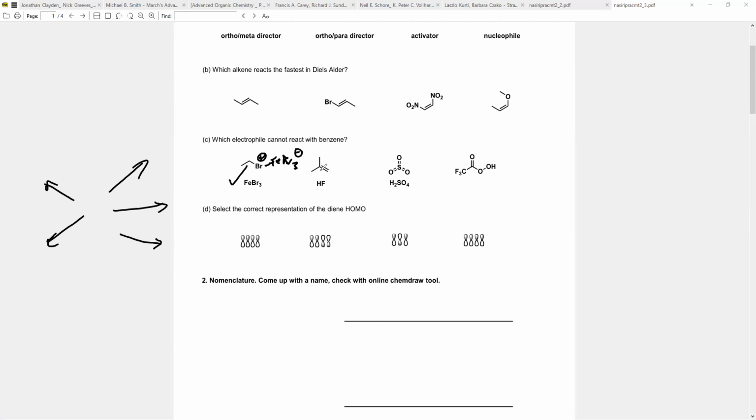HF, remember, this will form a carbocation, and carbocations are electrophiles, despite the fact that they don't react with nitrobenzenes, so this would suck in that case. This forms this electrophile here. It's this here. This is mCPBA. mCPBA does not work on benzene, so the answer is this.